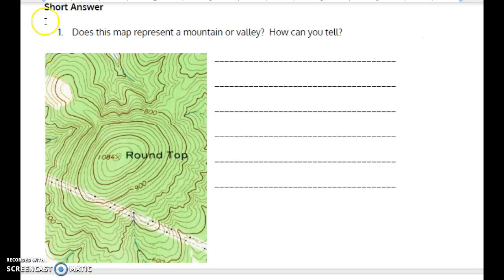Okay, short answer. Does this map represent a mountain or a valley? How can you tell? Please be sure to answer both questions in complete sentences.